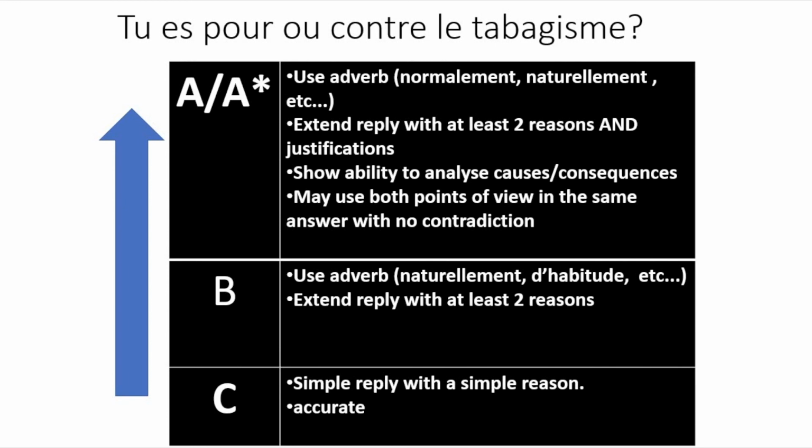Extend your reply with at least 2 reasons and justifications. So if you are going to say something, make sure you can justify it. Now, we've got plenty of reasons for why you might be for or against. Try and use them. So show an ability to analyse causes or consequences. So let's say that you are against smoking. Well, are you aware of the consequences of it? You should be, because you've got the vocabulary.